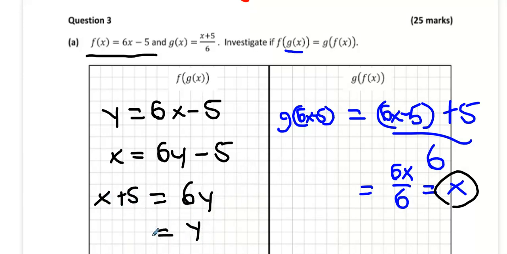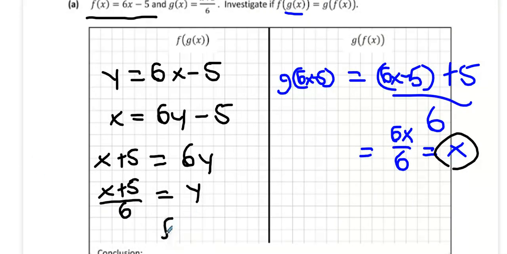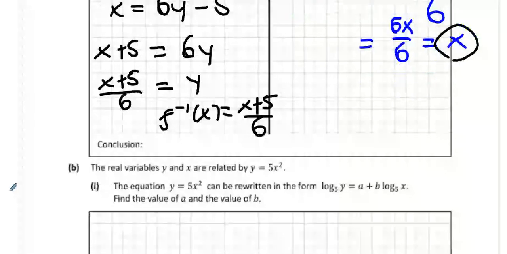Divided by 6 then, yeah? And does everybody see that y is now the inverse function? And what you know about that function? It's the same as g of x, which means it was the inverse function. See the way you just interchange x and y and then got y on its own again? Easy as.